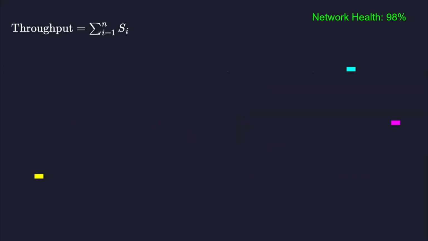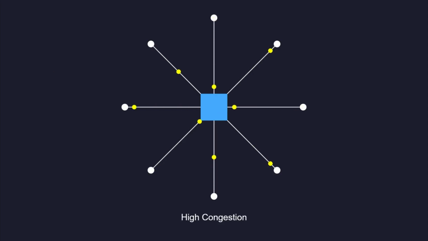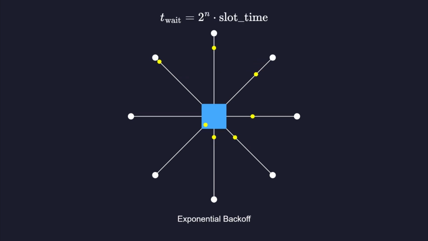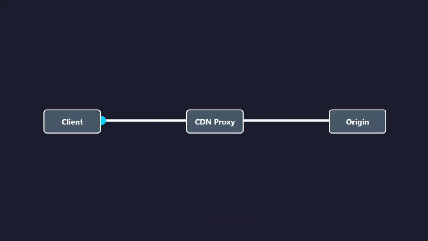In a multiplexed connection, a single lost packet can stall all concurrent streams, making it essential to monitor network health when aiming for maximum throughput in high-performance environments. Implementing exponential backoff for retries during periods of high congestion prevents the thundering herd problem, which can otherwise crash a service and reduce total throughput to zero.